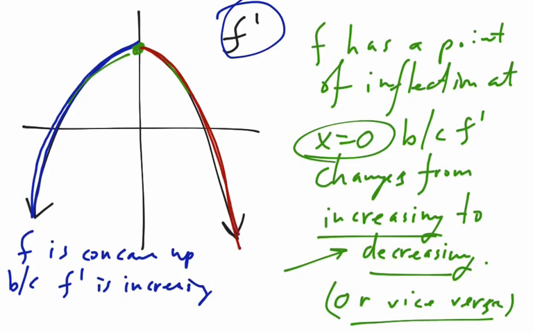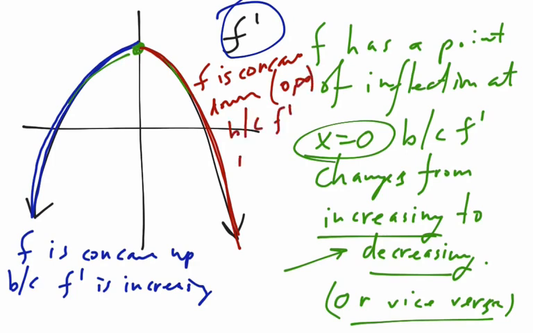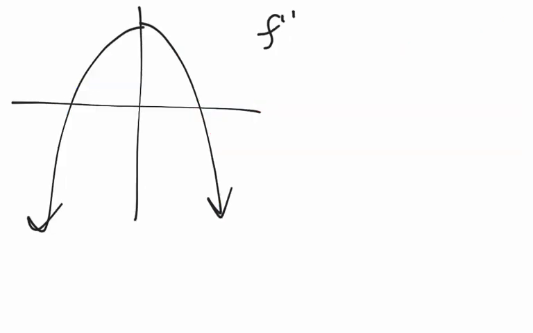Similarly, if f prime is decreasing, therefore f has to be concave down, so we can say f is concave down, and I'm going to add the interval here. It's 0 to positive infinity, because f prime is decreasing. And so here we can add concave up on negative infinity to 0. So there we go. Last one.